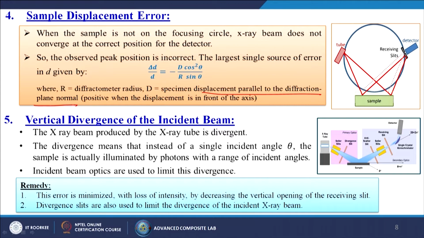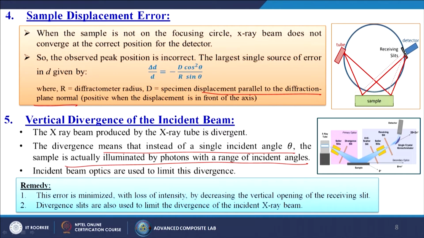The next one is called the vertical divergence of the incident beam. The X-ray beam produced by the X-ray tube is a divergent one. The divergence means that instead of a single incident angle theta, the sample is actually illuminated by photons with a range of incident angles. Incident beam optics are used to limit the divergence.